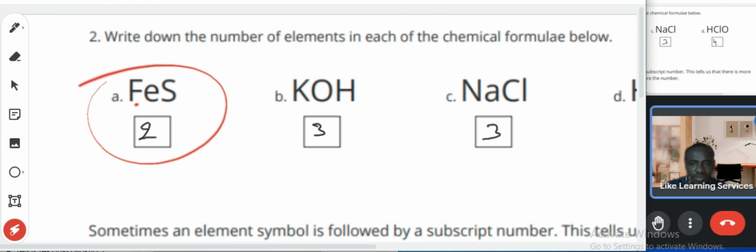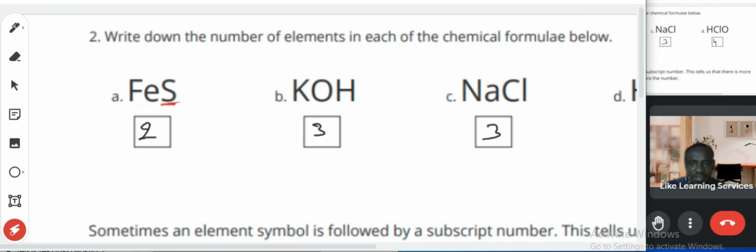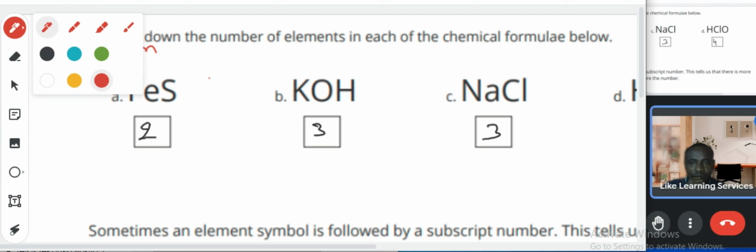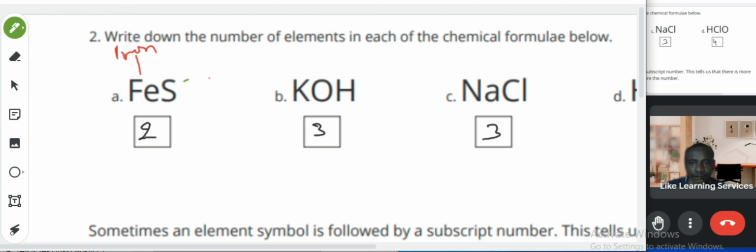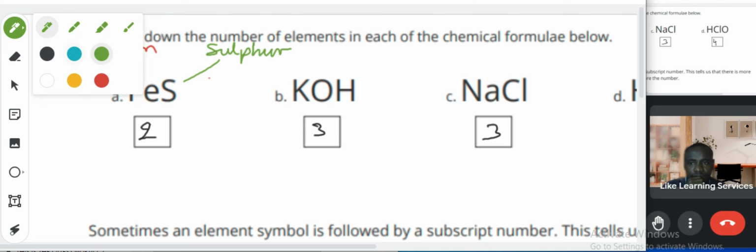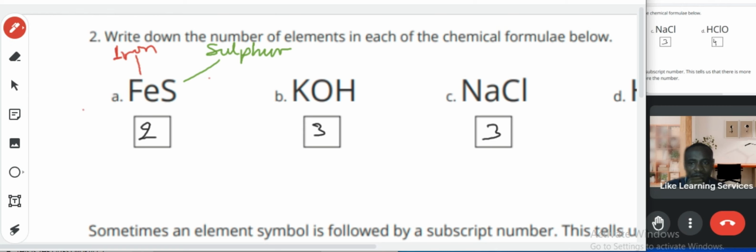This is two elements, Fe and S. Do you know what Fe stands for? Iron. Beautiful. This is iron. And what does S stand for? Sulfur. Do you know what the name is? Iron sulfide. Good.